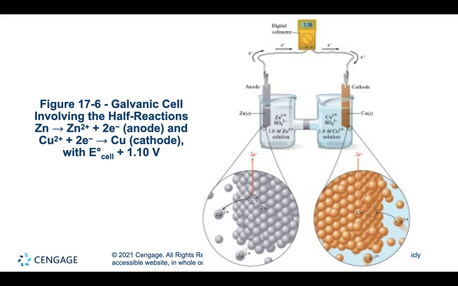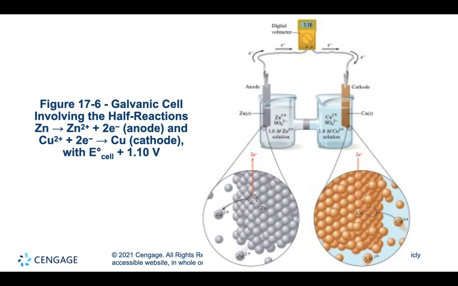Now if we could shrink ourselves down and watch what's happening on the surface of that piece of zinc. That piece of zinc is made of zinc atoms. Zinc atoms are neutral charge. In the solution, very near it, is some ions of zinc plus 2.